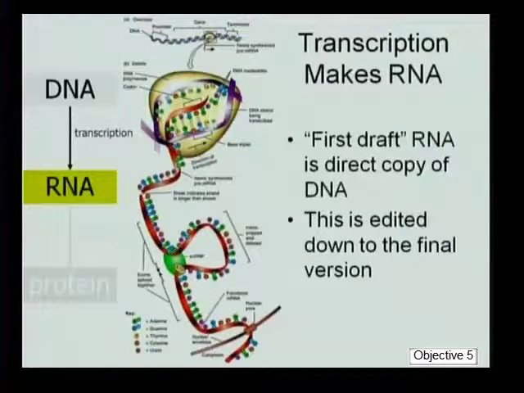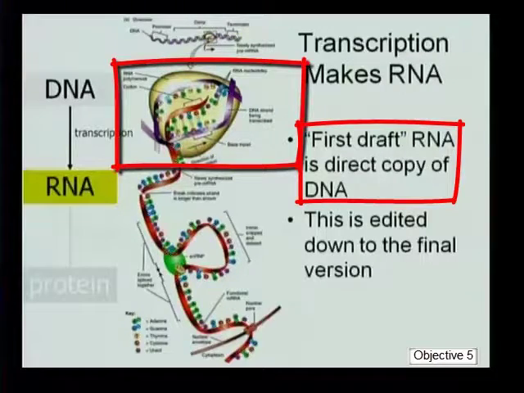Transcription makes RNA. So that's part of our central dogma. DNA is made into RNA. The process by which DNA makes RNA is called transcription. So the first draft of RNA is a direct copy of the DNA. The first draft of RNA is a direct and perfect copy of the DNA.